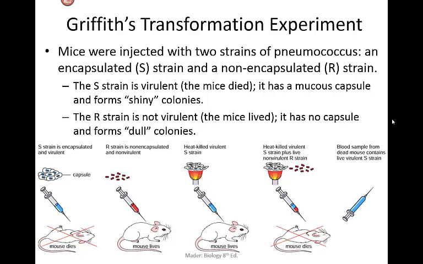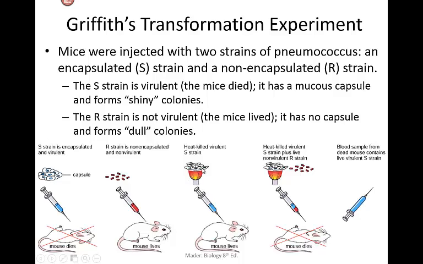The other strain was a non-encapsulated, or R strain. These looked almost rough. That's where the R designation comes from. If you were to look at them on a petri plate, they were rough or dull colonies. If he injected the S strain, the virulent strain, the mice would die. The R strain was not virulent. These mice would live if they were injected.